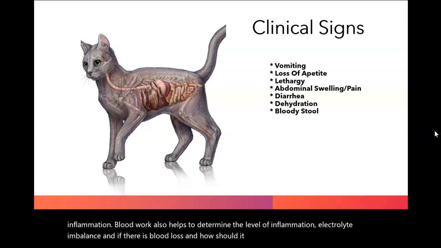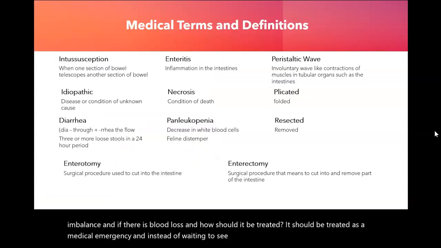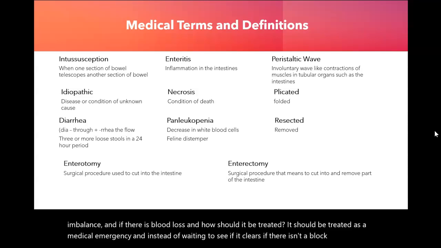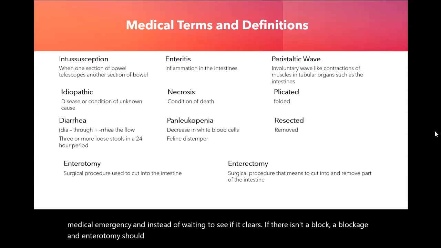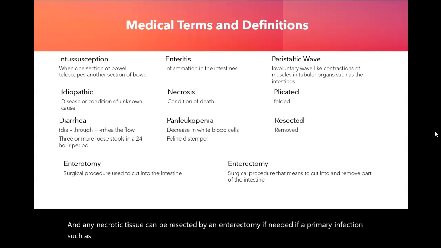And how should it be treated? It should be treated as a medical emergency, and instead of waiting to see if it clears, if there isn't a blockage, an enterotomy should be performed with the intent to remove the foreign object, and any necrotic tissue can be resected by an enterectomy if needed. If a primary infection, such as panleukopenia, causes the intussusception, then the infection should be treated and surgery should be done to repair the intussusception.